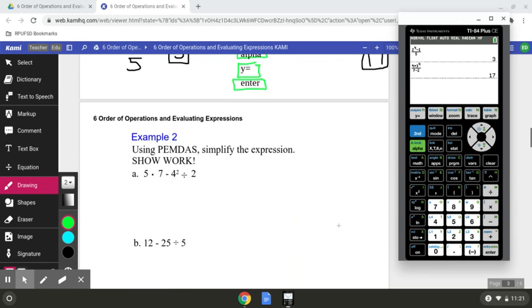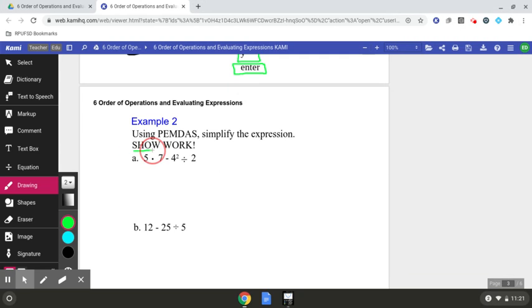Okay, so let's try the next one. Again, it says to show our work. So we need to show the work, then check it. So the first thing I see here is that I don't have parentheses, but I do have exponents. So 4 squared is 16. Everything else here we're going to rewrite and bring down.